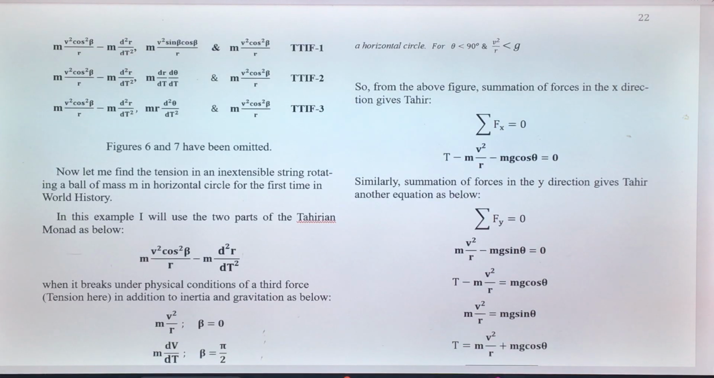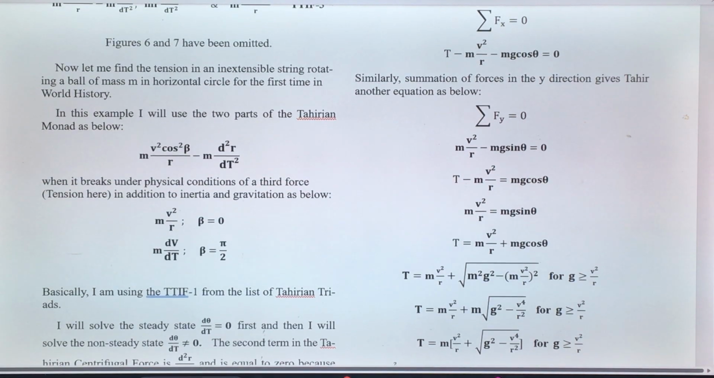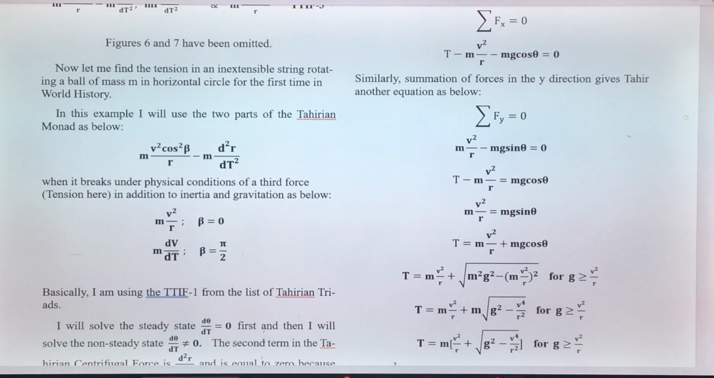Similarly, summation of forces in the y direction gives Tahir another equation as below. This is important guys. Summation of forces in the y direction: mv square over r minus mg sin theta is equal to 0. Guys, mv square over r is the phase shifted force. It is not the mv square over r above. It's mv square over r out of the plane, phase shifted, minus mg sin theta is equal to 0. mg sin theta is the component of gravity counteracting with the inertial force, the phase shifted inertial force.